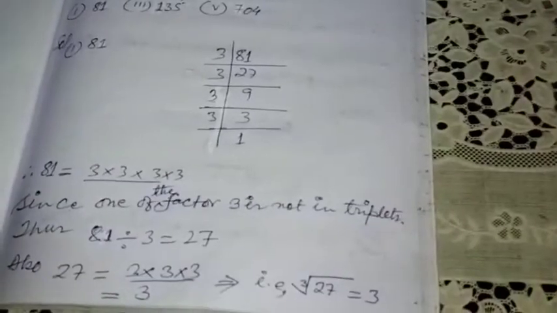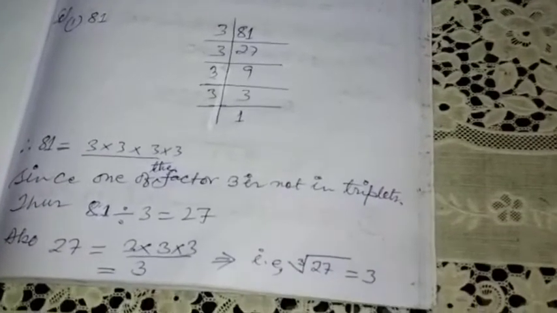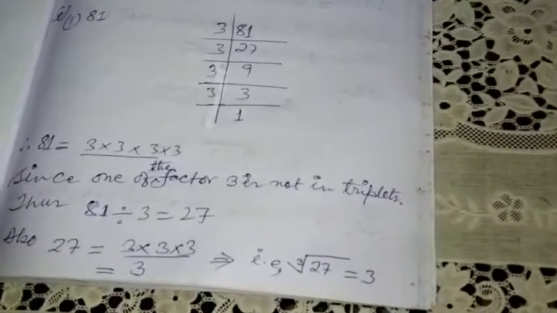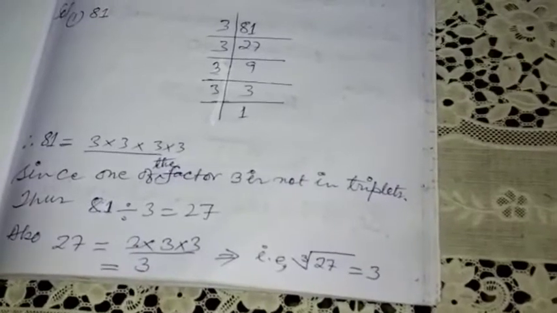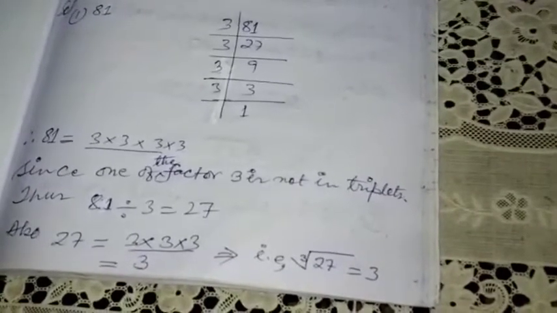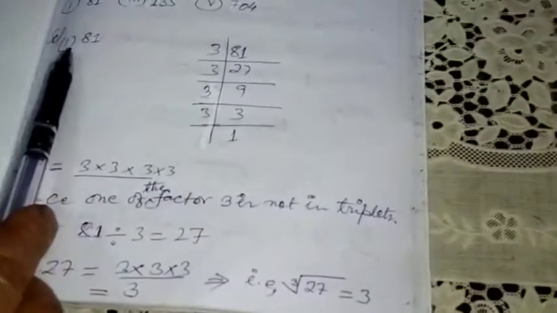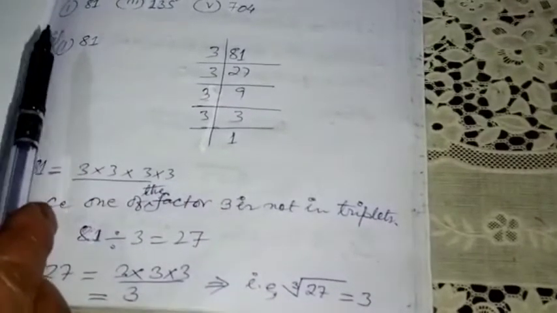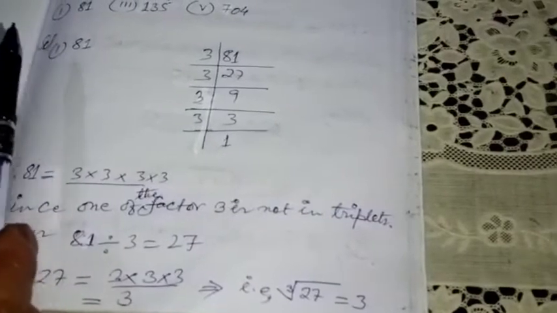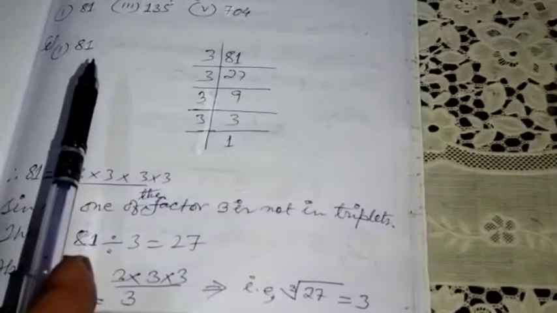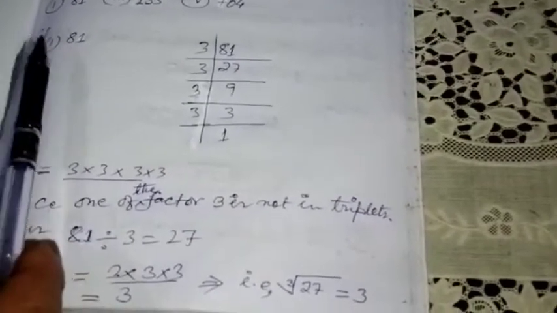Now children, take one question from the exercise. Find the smallest number by which each of the following numbers must be divided to obtain a perfect cube. Suppose the number is not a perfect cube, like we have here 81, 135, 704. I will take the first part, 81. Whether 81 is a perfect cube or not. If not, we have to find the smallest number that will divide 81 so that it becomes a perfect cube. Let us solve 81.